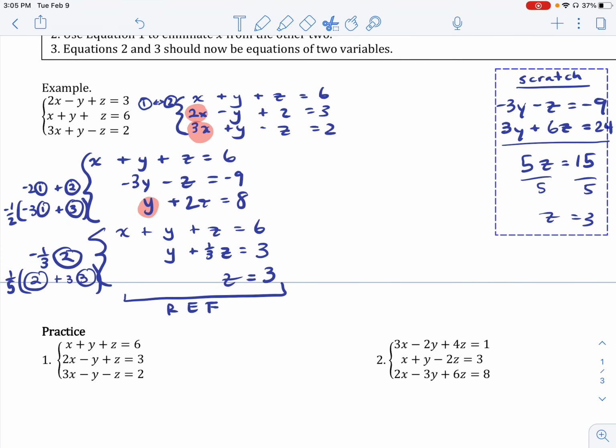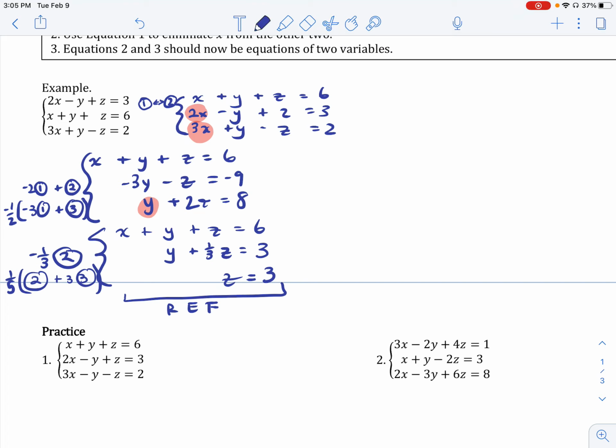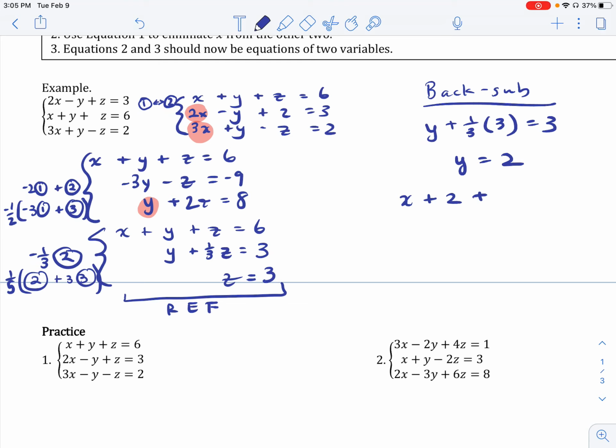So let's go ahead and make some space for that. Let's do some back substitution now. Now that I know z is equal to 3, I'm going to plug z equals 3 back into my previous row. So y plus 1/3 times 3 is equal to 3. y then is equal to 2. And x plus 2 plus what my z value is, 3, is equal to 6. x is equal to 1.